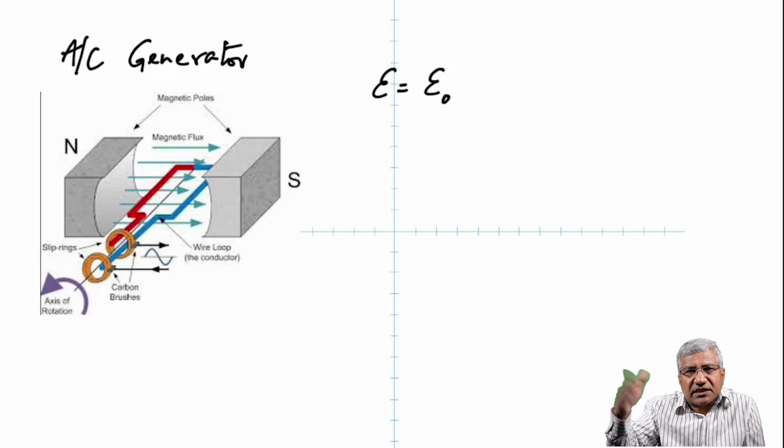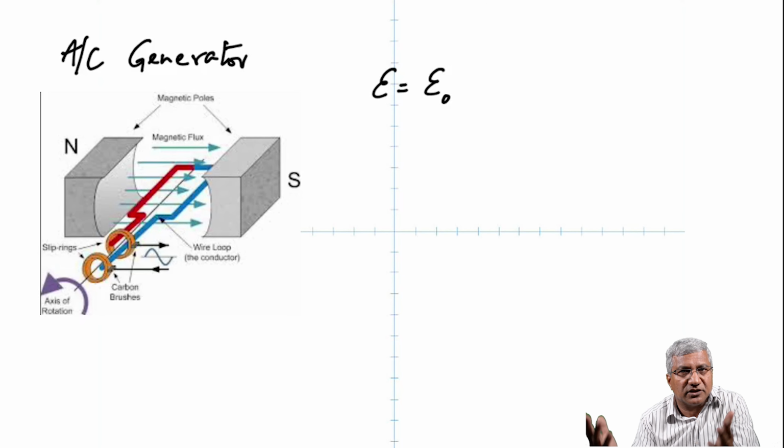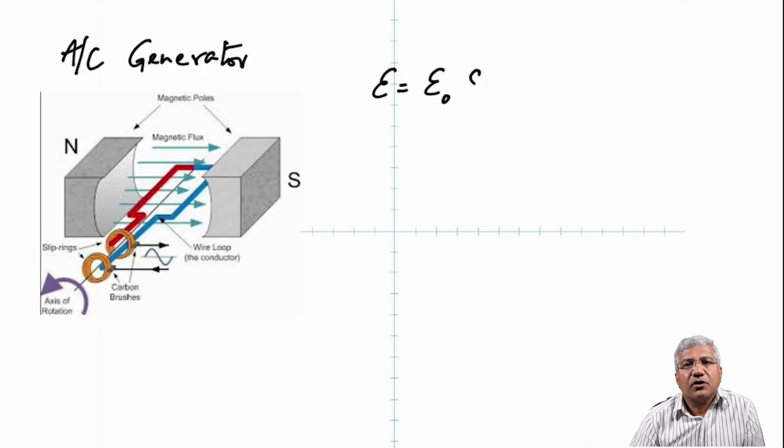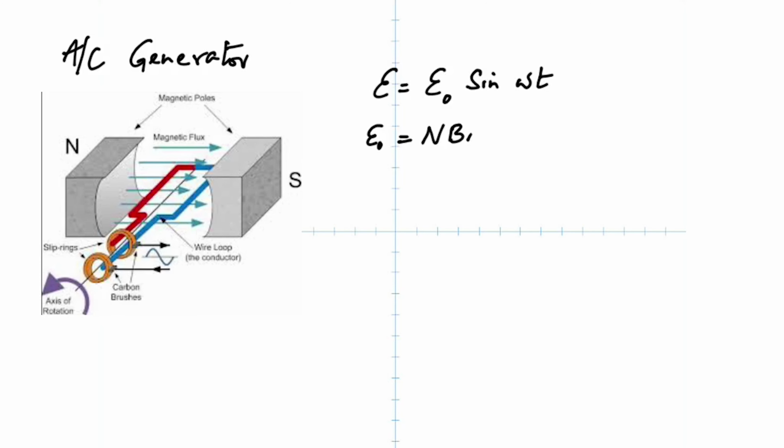And because it's cutting the magnetic field, the flux associated with the coil changes continuously. Therefore, by electromagnetic induction, there is an alternating current induced continuously. And that voltage that's induced is represented by either a sine or a cosine function. I've written a sine function, E is equal to E naught sine omega t. E naught is the peak value of voltage.